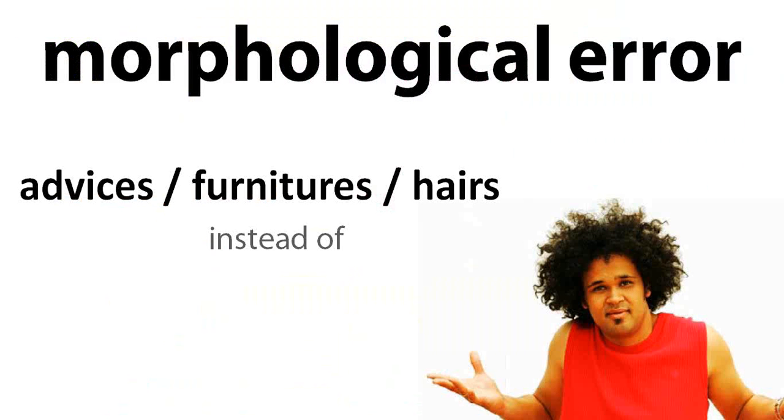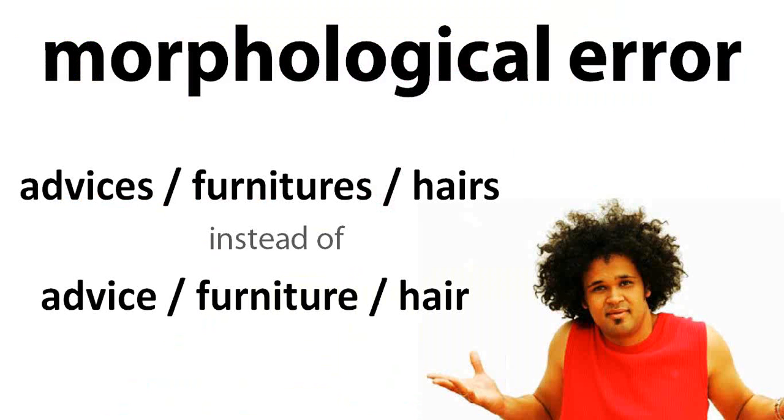So we have advices, furnitures, and hers. And obviously, all 3 words are wrong. So what should be the correct forms of these words? I'm waiting for your suggestions here. So we're looking at advices, furnitures, and hers, and something's wrong with that. Okay, I see again lots of answers coming up. So without the S, that's right. Okay, so I see that a lot of you are actually coming up with good answers.